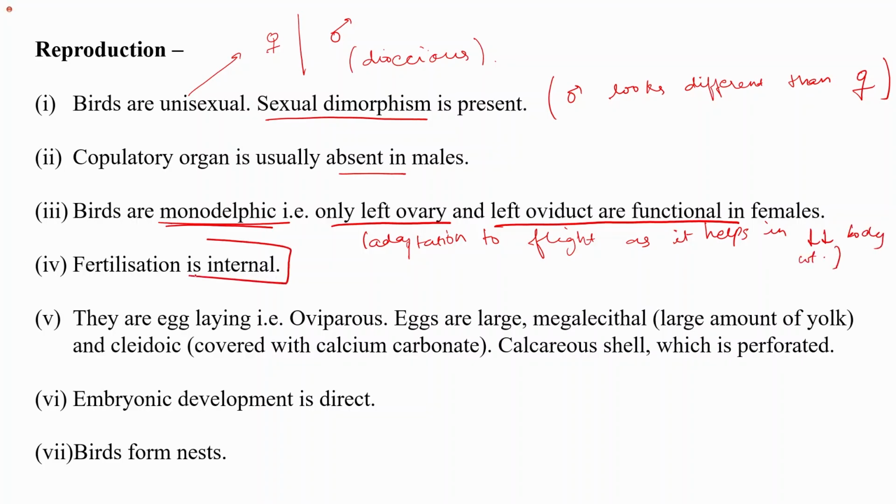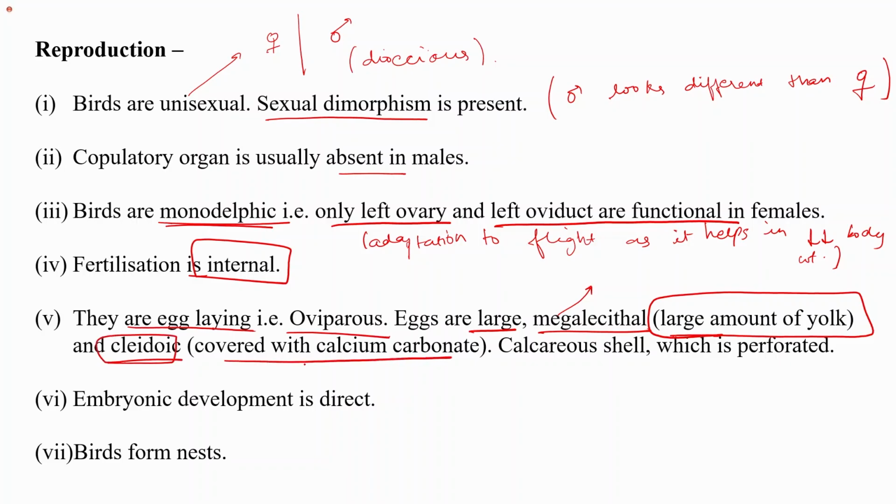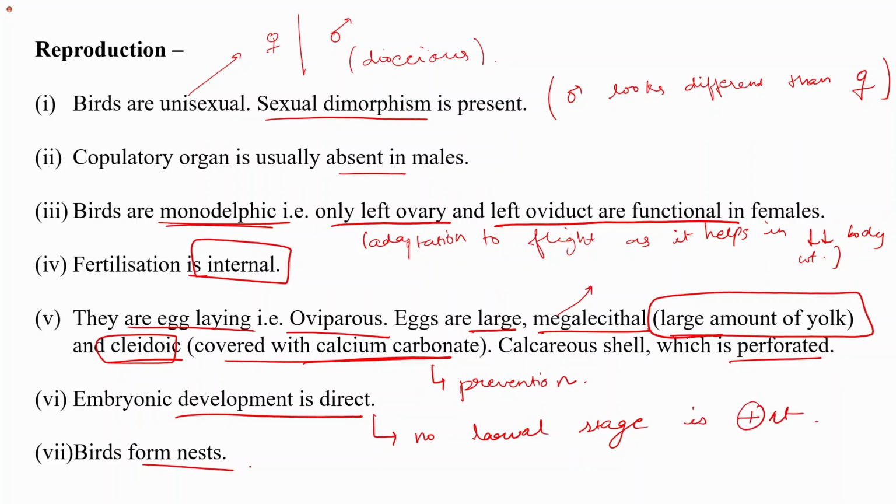Fertilization is internal. They are egg-laying, that is, they are oviparous. Eggs are large. They are megalecithal and cleidoic. Megalecithal means, as I already mentioned, a large amount of yolk, and cleidoic means which is covered. So it is covered with calcium carbonate. This calcareous shell is perforated. So this helps in prevention. Fine. So embryonic development is direct. What do we mean by this? No larval stage is present. Right?